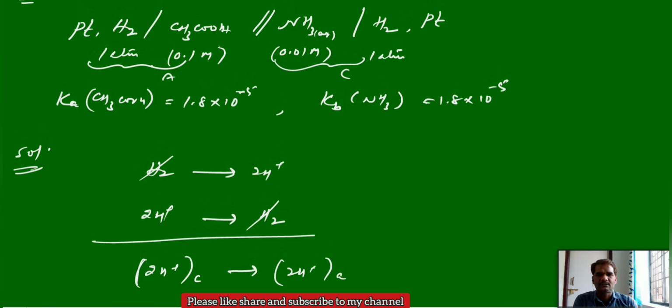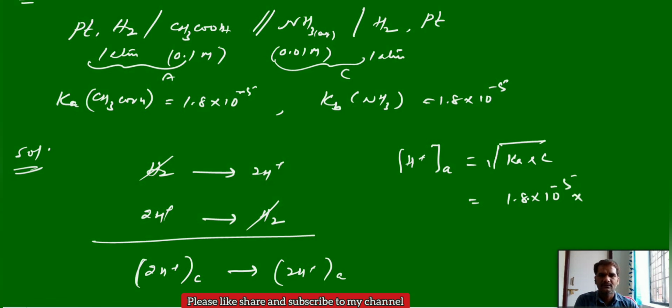How to calculate the H plus concentration for the anodic reaction? Acetic acid is a weak acid, so H plus is the square root of Ka into C. Ka is 1.8 into 10 power minus 5, into C, which is 0.1. So we can take the square directly: H plus squared is 1.8 into 10 power minus 6.